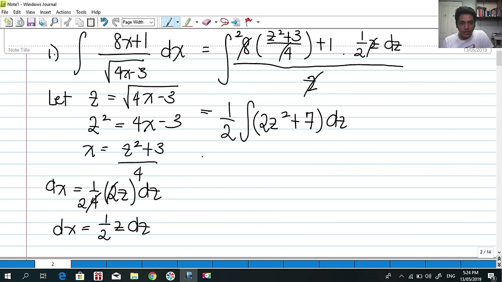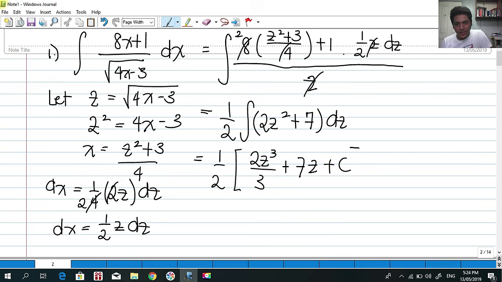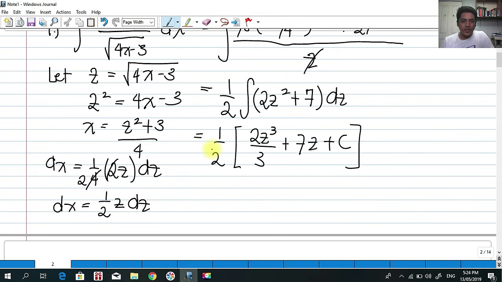So again, we're going to integrate this. This should be easy, because this is only the power formula. 2z cubed over 3 plus 7z plus c. Okay, so we can see here that if we distribute the 1/2 inside of our expression here, the 2 will cancel. So we have now z cubed over 3 plus 7/2 z plus c, and then we're done.